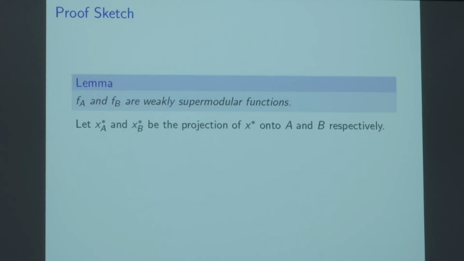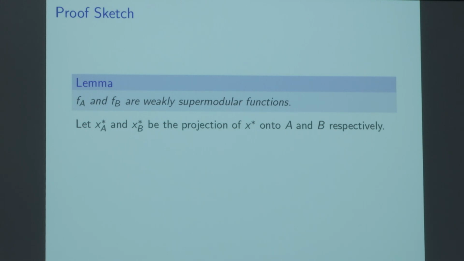Okay, so you can show that these two functions are weakly supermodular, and so we had a solution x star for the whole problem. Let x star A and x star B be the projection of x star onto A and B, right? Remember that there are no edges going from A to B. The cut A, B is empty, so basically all the edges have both their endpoints either in A or in B, right?